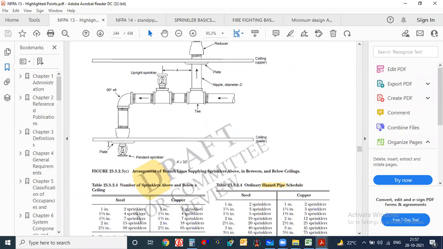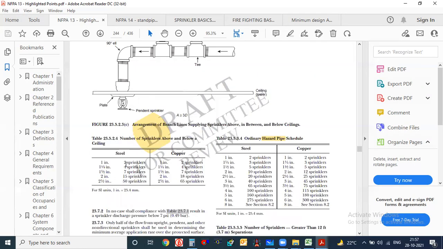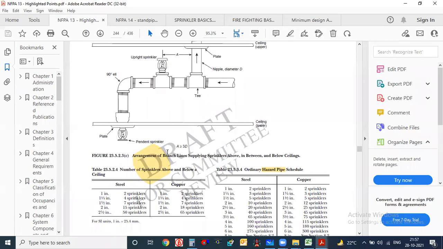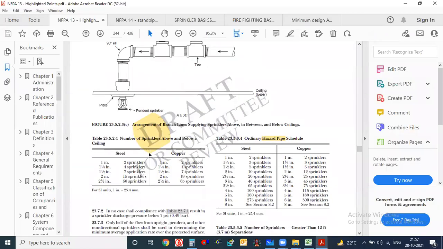Number of sprinklers above and below a ceiling is also given. Maximum 50 sprinklers you can connect. The pipe size will be 2.5 inches. 65 mm you can go with. This is the number of sprinklers above and below ceiling. Above and below ceiling means I think it is talking about the false ceiling only. In the false ceiling also you sometimes have to create a network of pipe. So the maximum pipe size you can go with is 65 mm in the false ceiling.